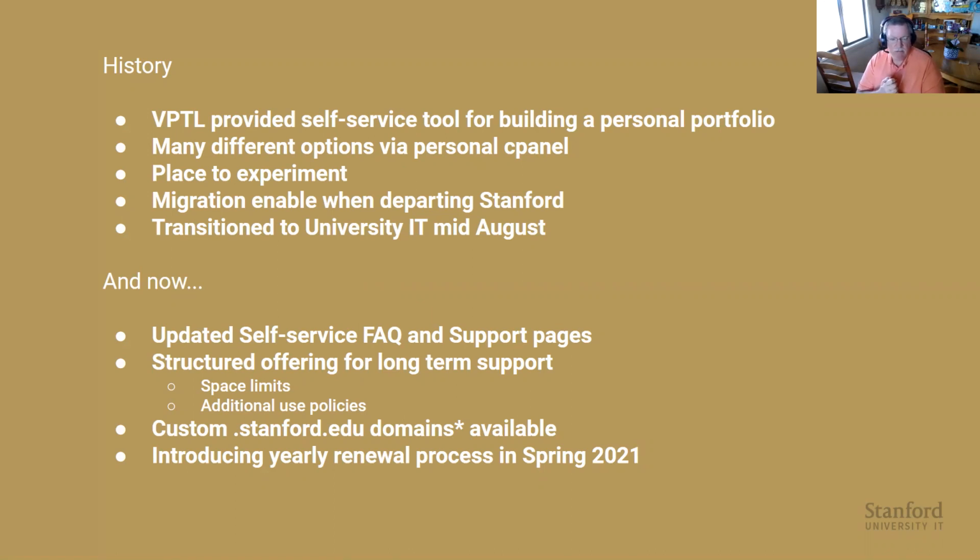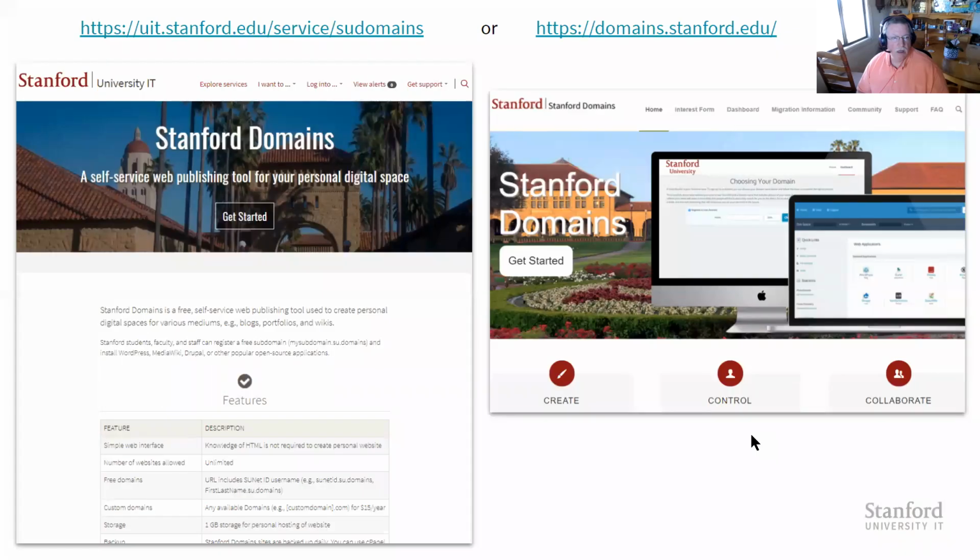So we are going to be introducing a yearly renewal process because we don't want things to go stale. So we will be starting that very soon, probably within the next few weeks. But I have until June 20 something to make that accurate. So we will get started with a yearly renewal process. Here's our website.